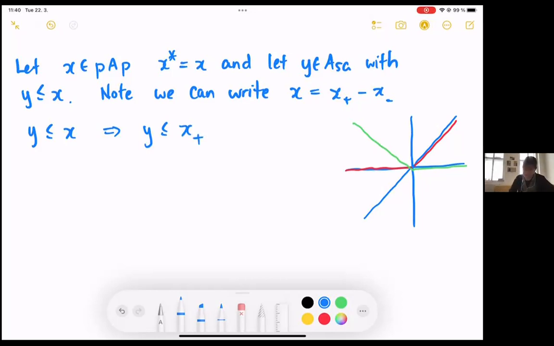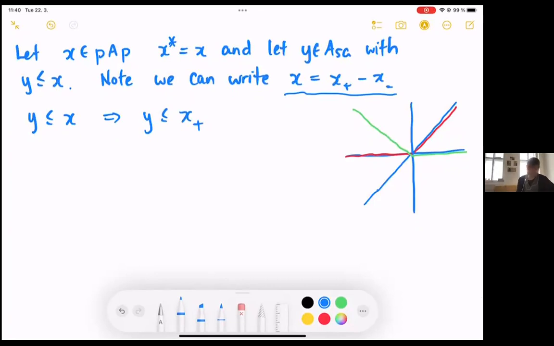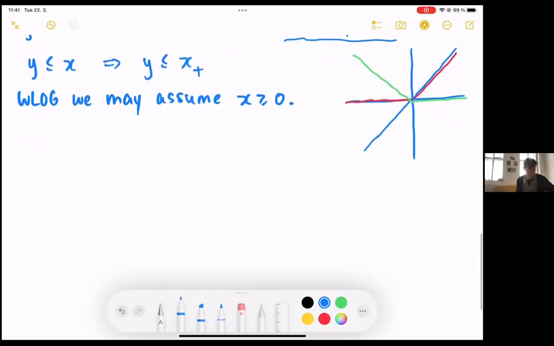So I should say that, a priori, this is maybe just done in A, but we already know that PAP itself is a C-star algebra, so we can do this decomposition in PAP. Okay, so we can assume that X is greater than 0. Now we have Y less than X. And let's first assume that either Y or minus Y happens to be positive.